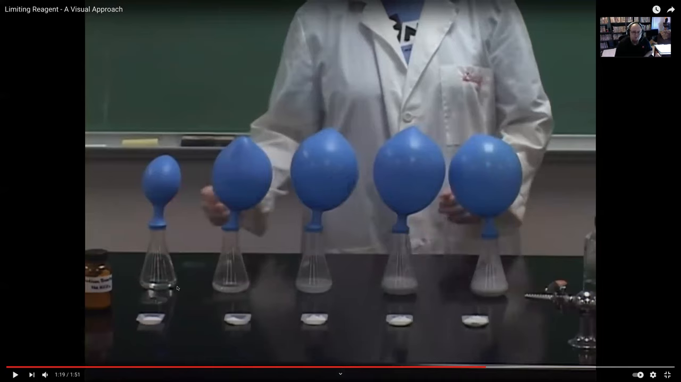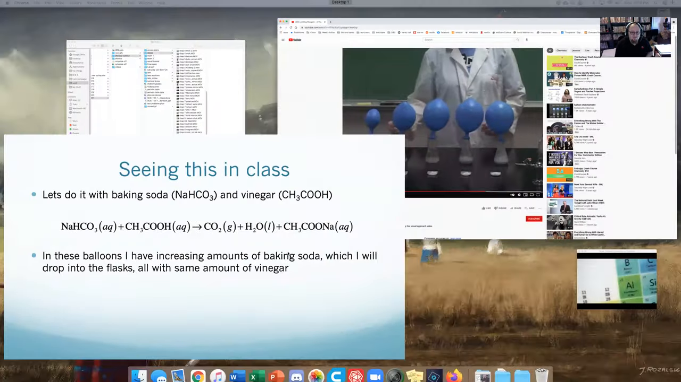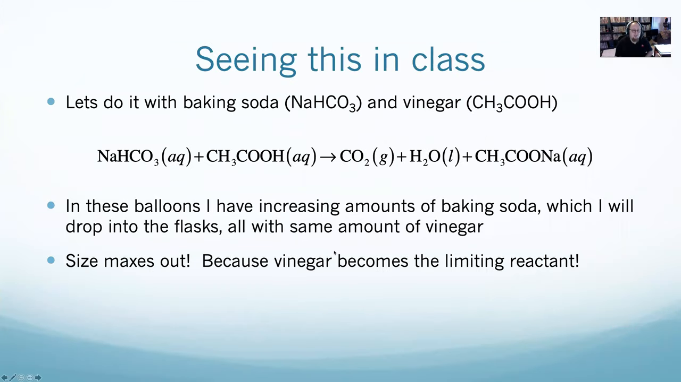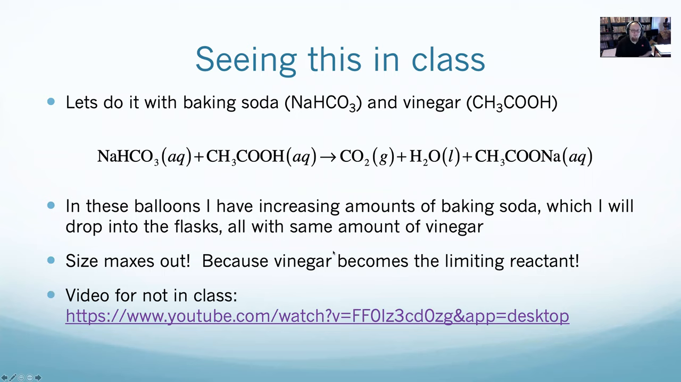If we look at the first one, it looks very clear. And the last ones look a little cloudy still. That's because there's baking soda just sitting on the bottom. This is the idea of a limiting reactant. The size maxes out because early on, our limiting reactant was baking soda. After we add enough baking soda, the limiting reactant becomes vinegar. And that's why it happens. Any questions?